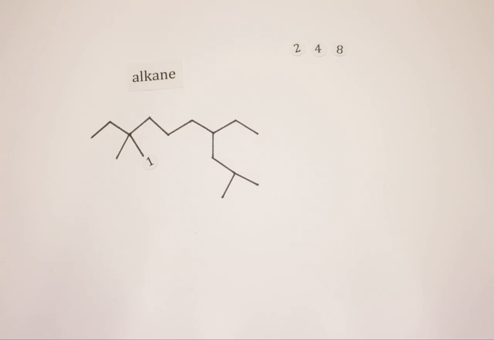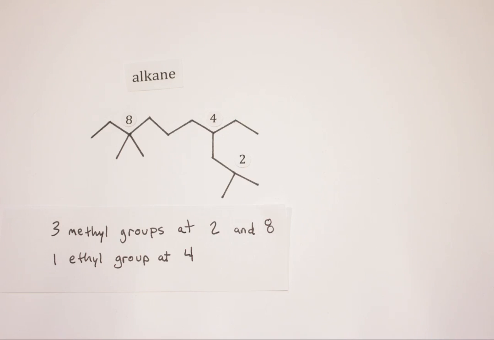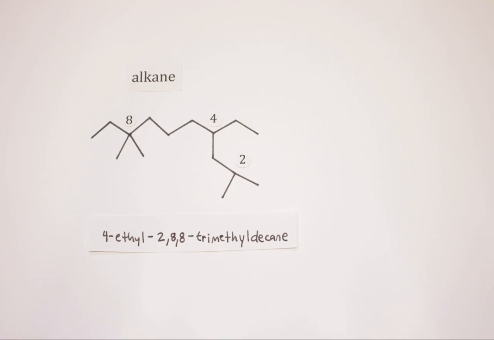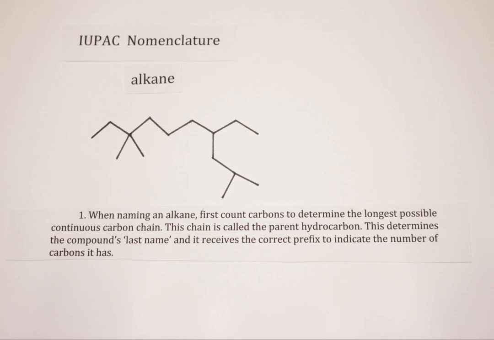Now the substituents are methyl, methyl, methyl, 1 carbon groups, and an ethyl here, a 2 carbon group. So there's 10 carbons, that's decane. We've got an ethyl at 4 and methyls at 2, 8, and 8.